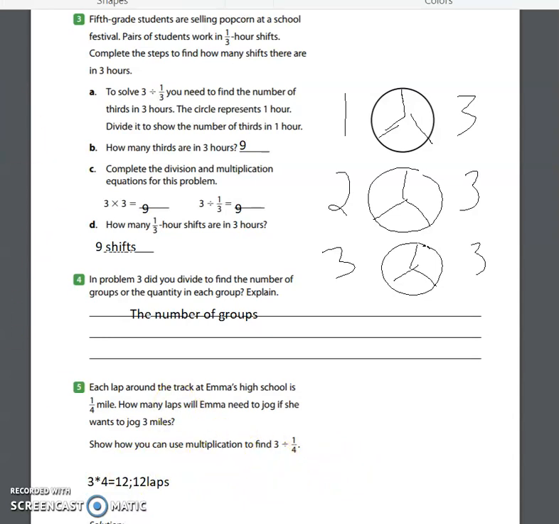If I wanted to use a model to help me solve this answer, I can use a number line. So I could break my number line starting from 0. I could divide it by 4s.